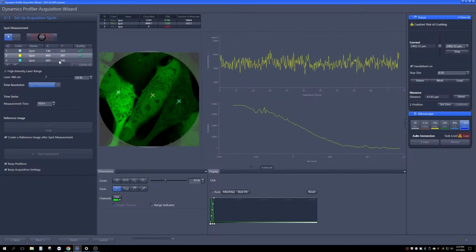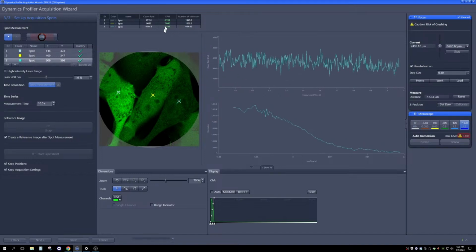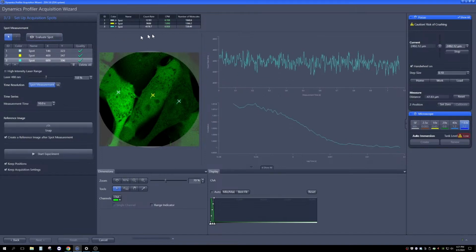But it's really nice. It has 3 different levels. There's green for, you're good to go. You can see your counts up here. If you have to adjust your correction collar, you can do that in the evaluate spot mode and just try to maximize your counts per molecule. And if you get yellow, it's okay, but it's not ideal. And if you get red, you really shouldn't count on that data.